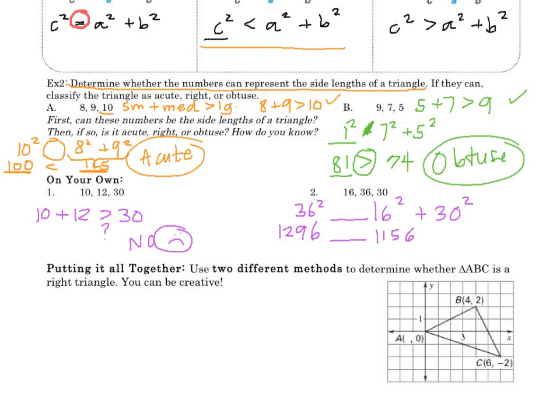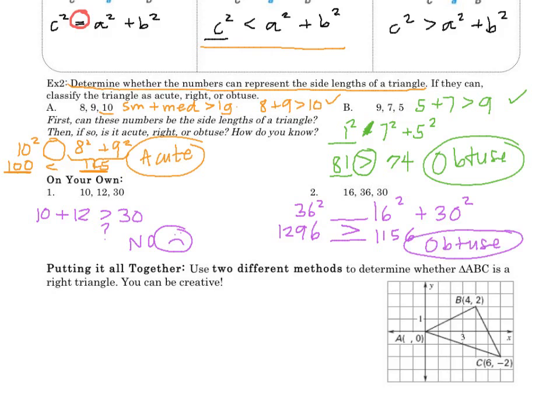On the second example, you need to set the biggest side, which is 36, as c, so c squared, and then we're going to compare it to squaring the smaller two sides and adding them together. So 36 squared is 1296, and adding these squares together is 1156. So 1296 is bigger. That's c squared is bigger than what we would expect it to be. So whenever c squared is bigger, it's going to be an obtuse triangle.